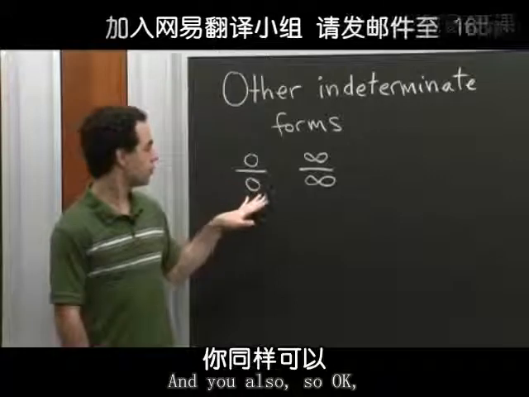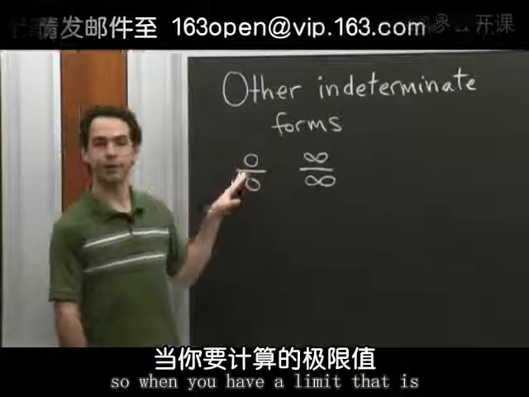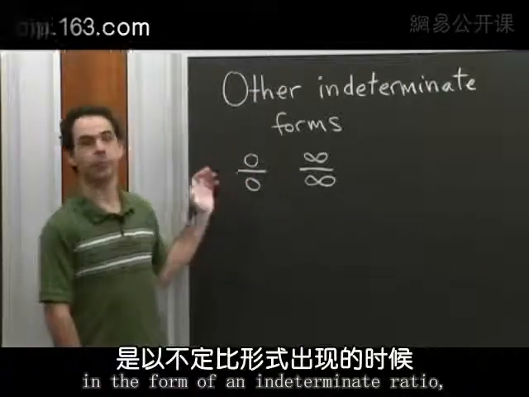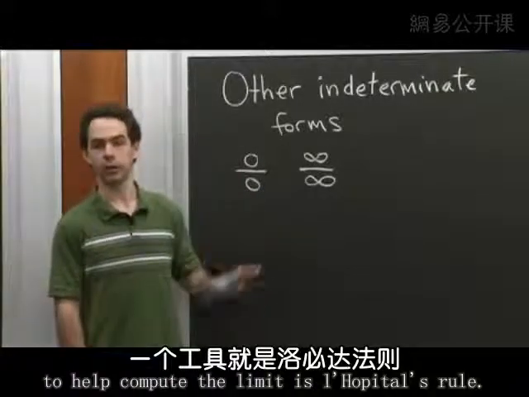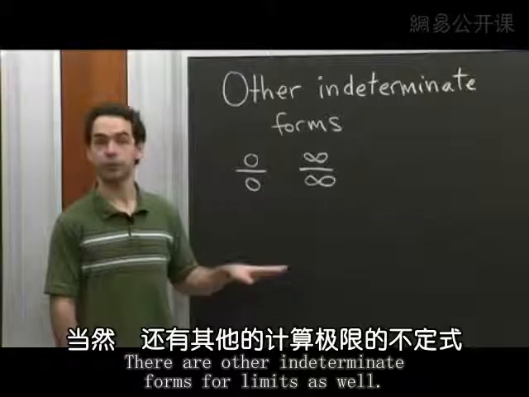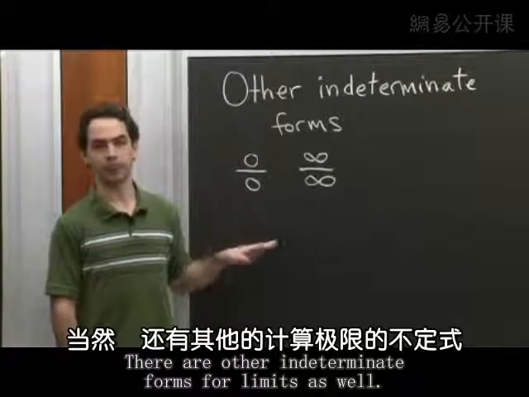When you have a limit that's in the form of an indeterminate ratio, you've seen that one tool you can use to help compute the limit is L'Hopital's rule. There are other indeterminate forms for limits as well.